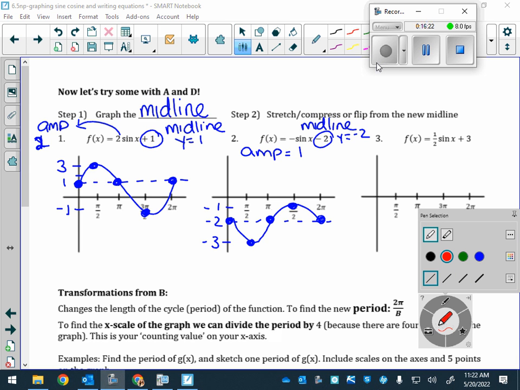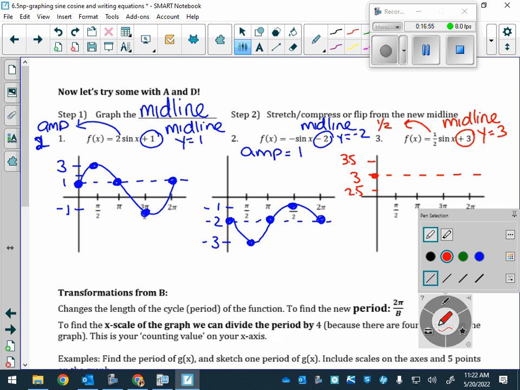What is my midline? 4? 3. Good. Okay, so this is 3. What is my amplitude? 1/2. Good. So what would be the highest y value? 3.5. What would be the lowest? Good. Okay, where am I starting?